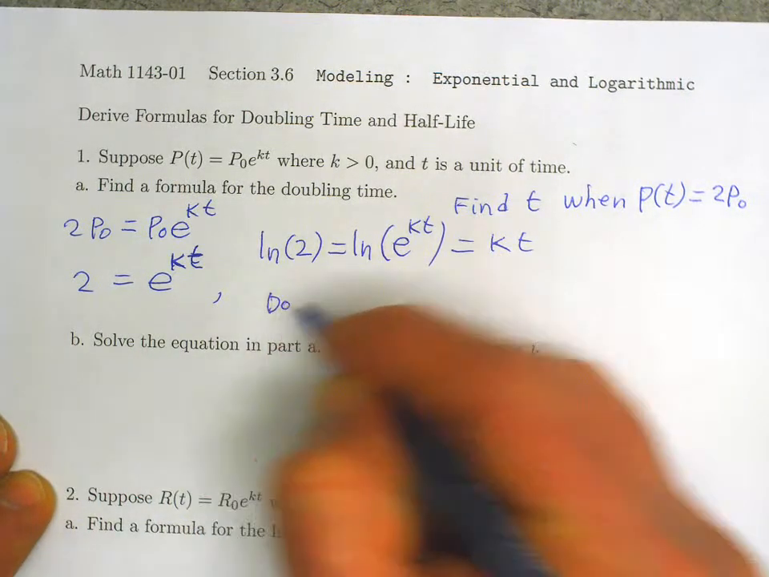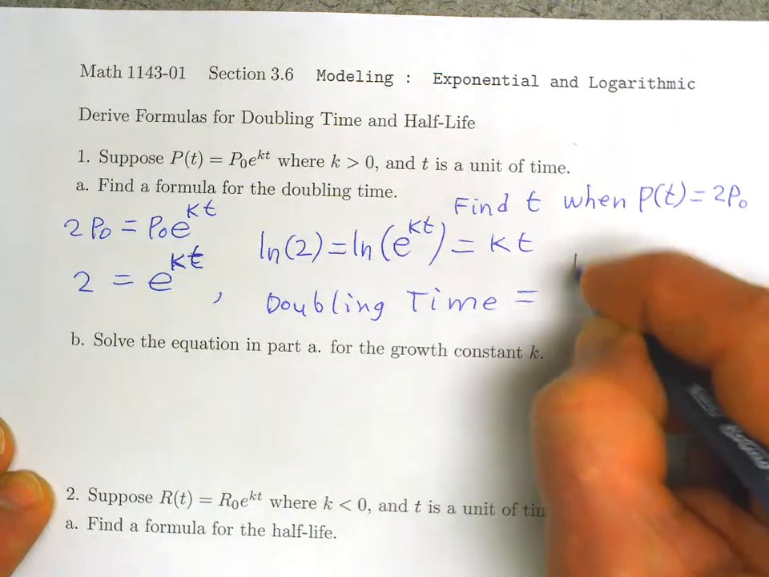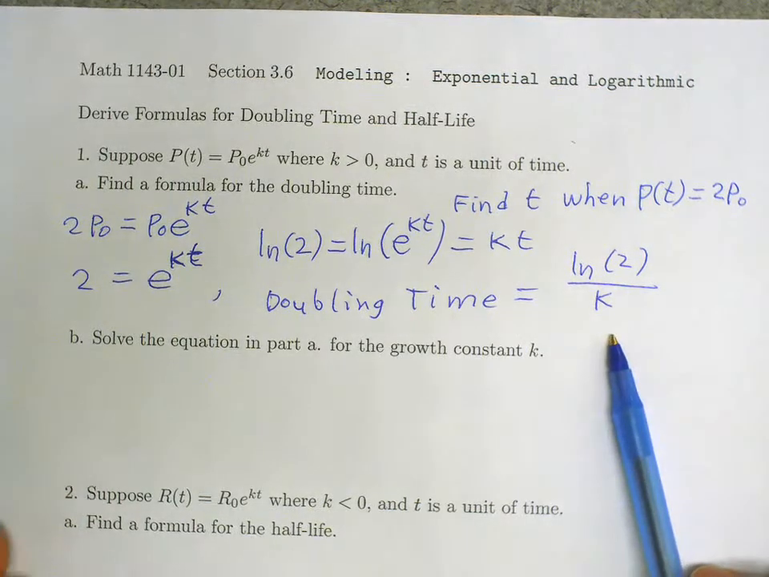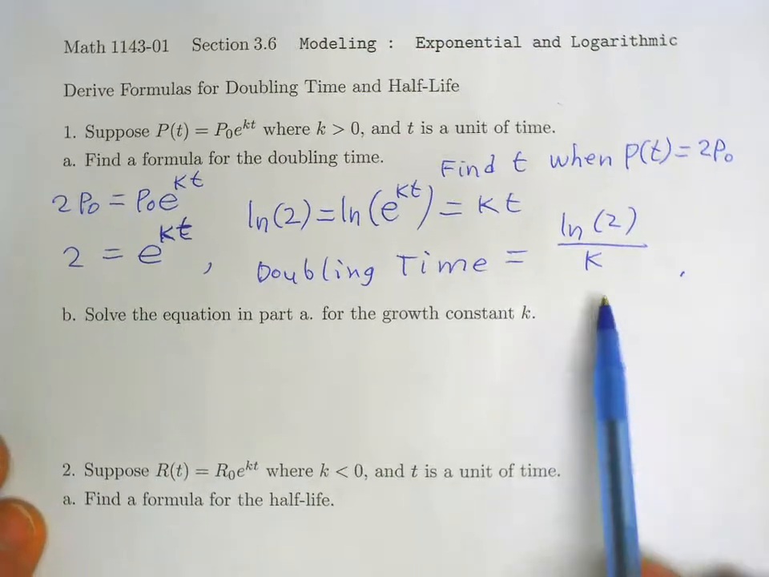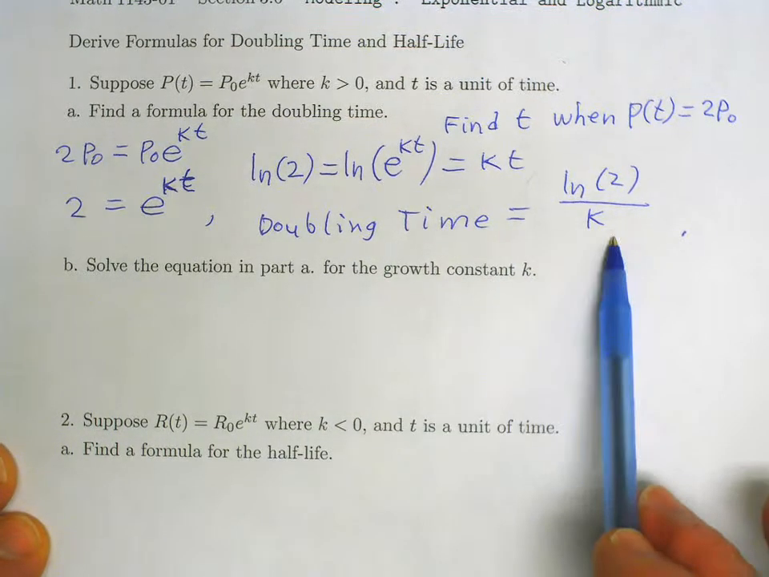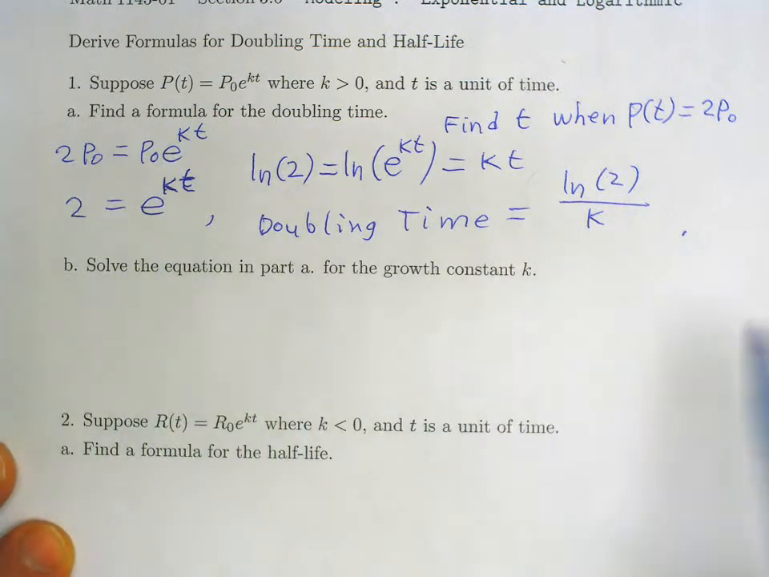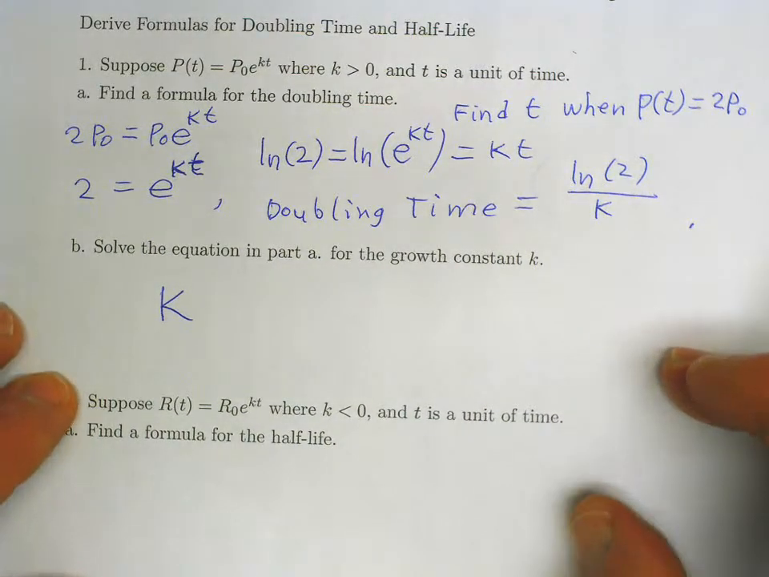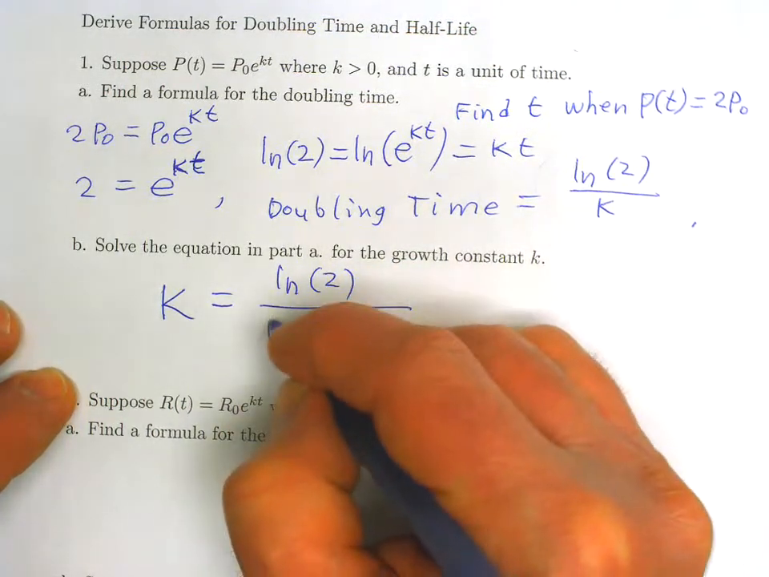So the doubling time formula is the natural log of 2 divided by the continuous growth constant k. So this is a useful formula to remember. And it's also useful in part B. If you solve this equation for k, if you just first multiply both sides by k and then divide both sides by the doubling time, the continuous growth constant k is equal to the natural log of 2 divided by the doubling time.